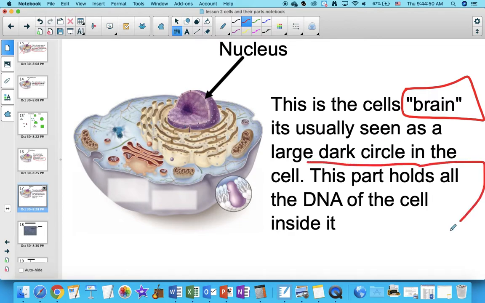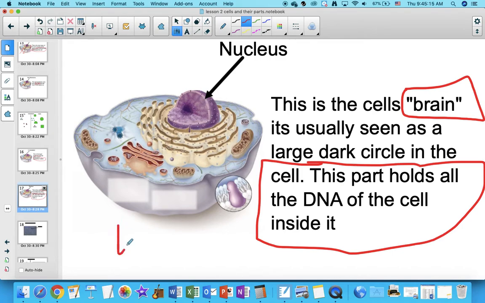And the job of the nucleus is to hold all the DNA in the cell. So you can call it the brain, you can even call it the information storage or the computer part of the cell because it holds all the information in the cell, all the DNA in the cell, right? So the nucleus's job is to hold all the DNA in the cell.